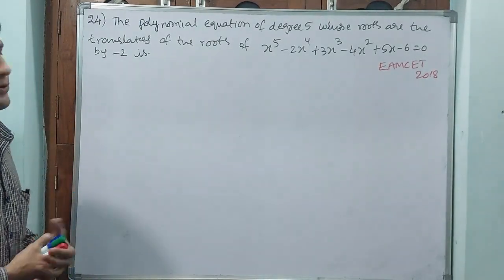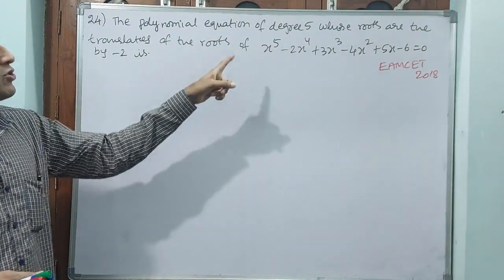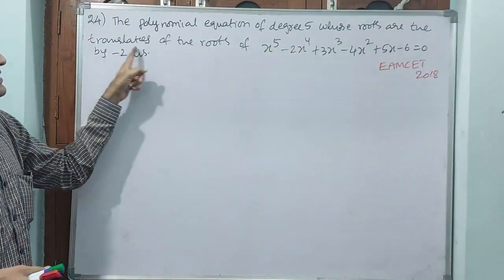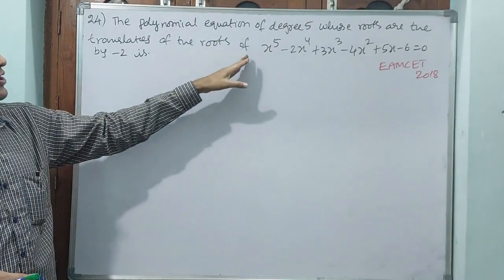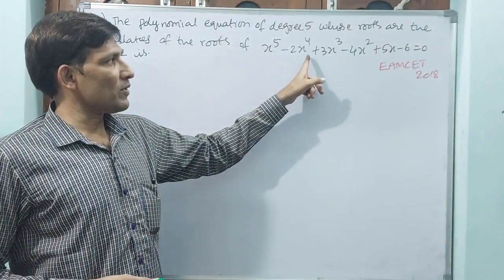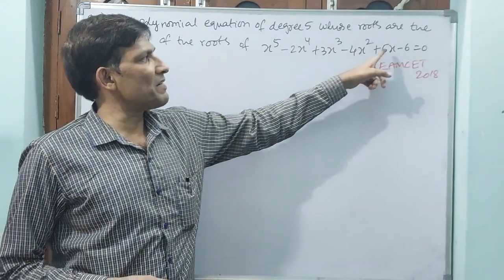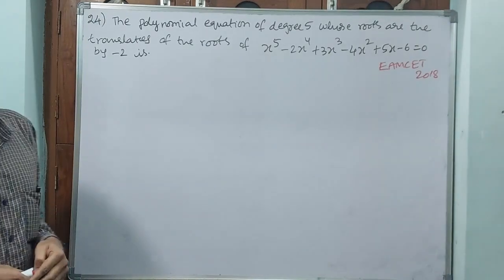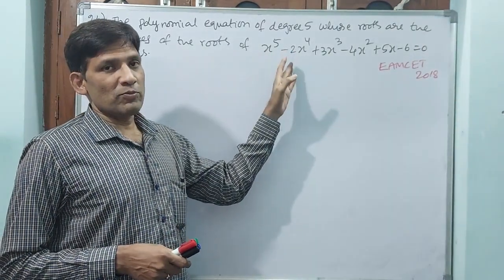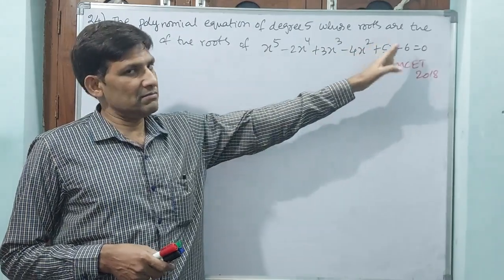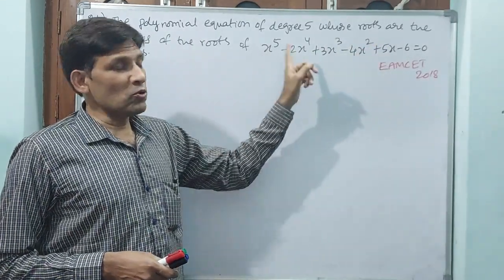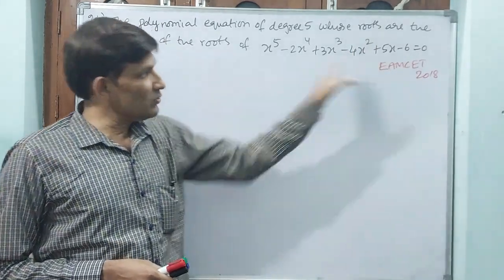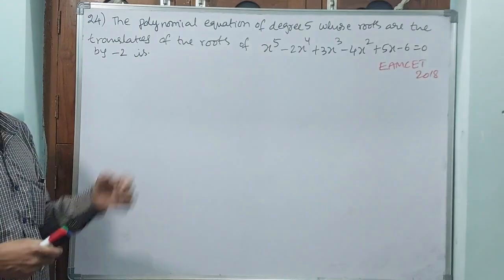See question number 24. The polynomial equation of degree 5 whose roots are the translates of the roots of x to the power of 5 minus 2x to the power of 4 plus 3x cube minus 4x square plus 5x minus 6 equal to 0. Remember, if this question comes in our examination once again, the simple thing is x to the power of 5, x to the power of 4, x cube, x square, x to the power of 0. 1, 2, 3, 4, 5, 6. Plus minus, plus minus, plus minus. This you remember. They are telling minus 2.